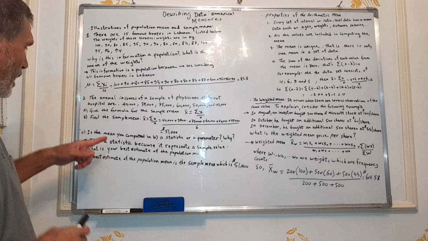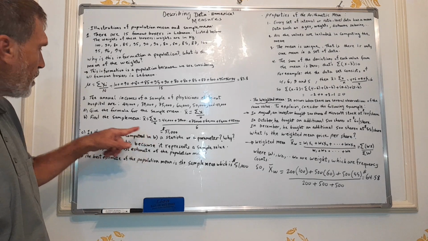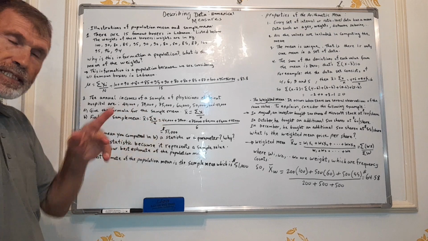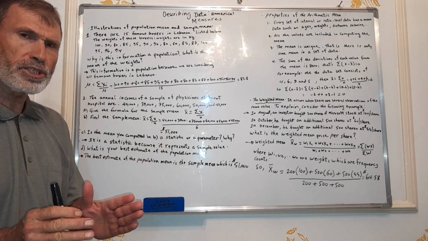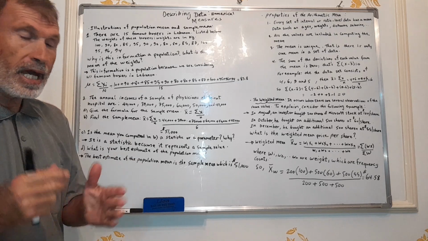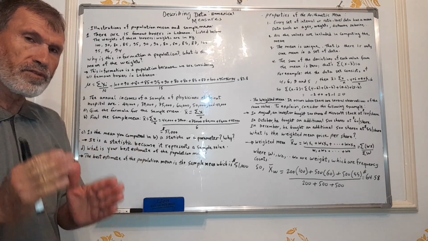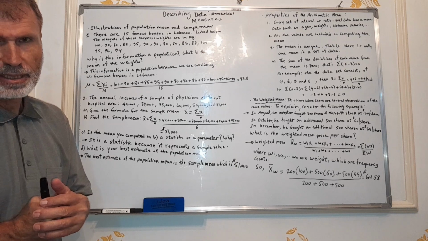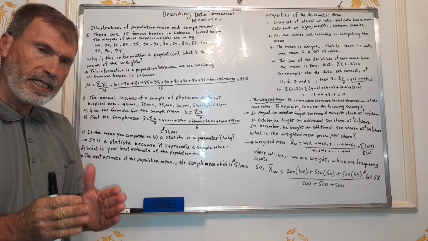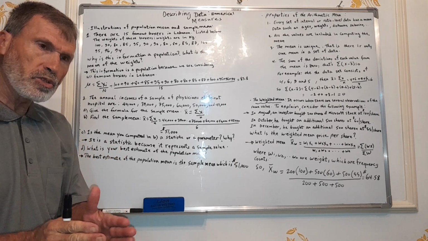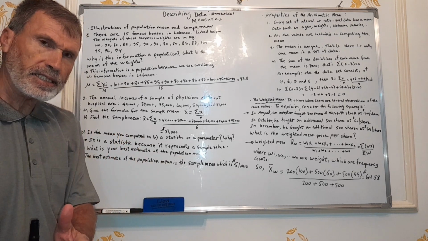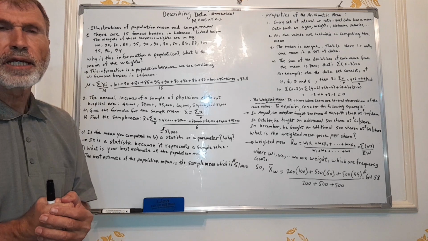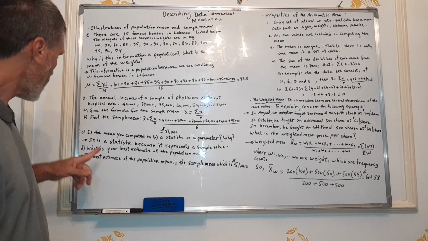Now, is the mean you computed in B a statistic or a parameter? Remember, any characteristic of the population is a parameter, and any characteristic of the sample is a statistic. So a statistic is a characteristic used for the sample, and a parameter is a characteristic used for the population.